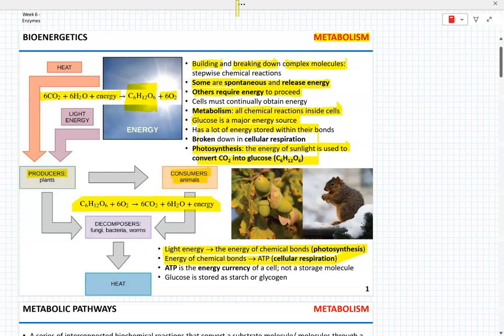Once both consumers and producers are dead, decomposers, such as a variety of worms and other invertebrates, fungi, bacteria, and archaea, can break down dead organisms, recycle nutrients, and release some of that energy as heat.